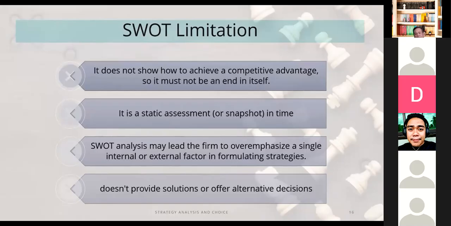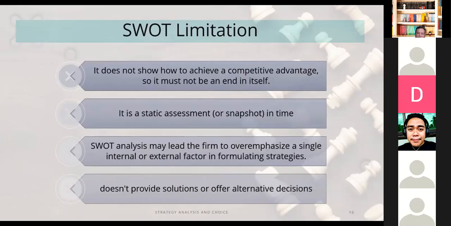Number 2, SWOT is a static assessment or a snapshot in time. A SWOT matrix can be like studying a single frame of a motion picture where you see the lead characters and the setting but have no clue as to the plot. You may have to create several SWOT analyses to keep up with a dynamic and changing business environment.